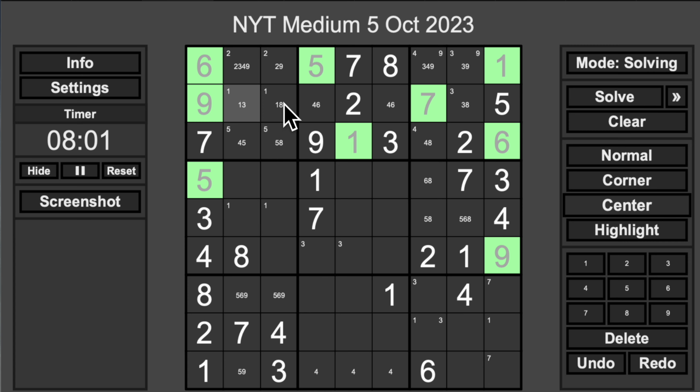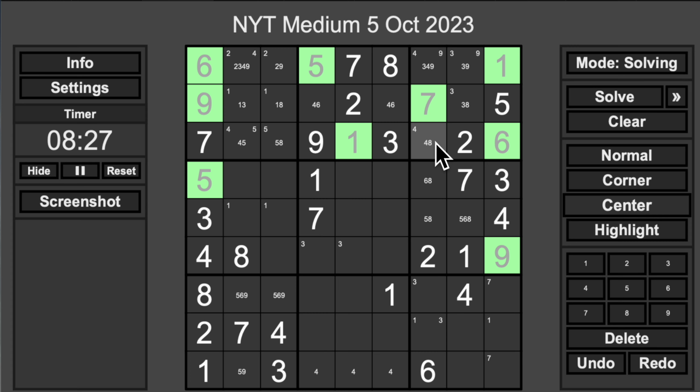Let's see. These definitely can't be 4. And this definitely isn't 4. 4 is definitely one of these two cells. That doesn't tell me anything I don't already know. Because I can't eliminate one of these from being a 4. All I have is an X-wing.